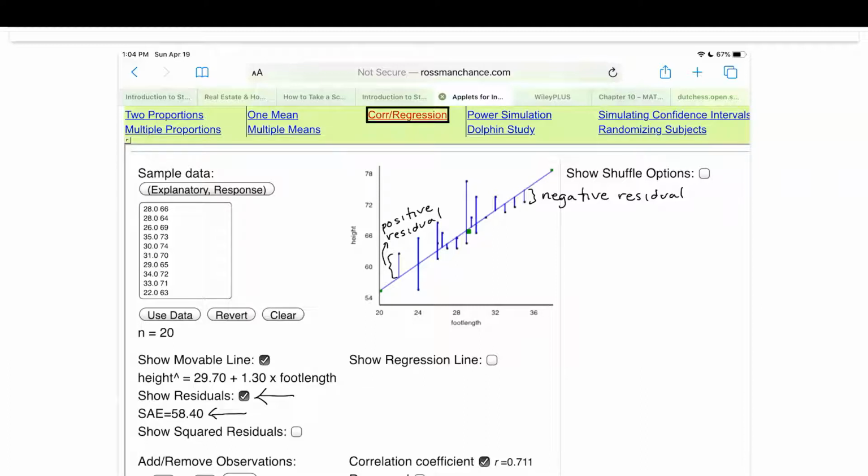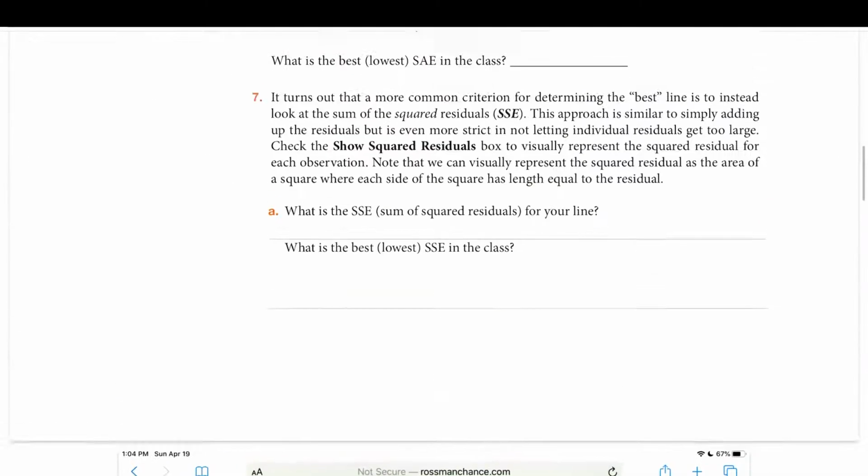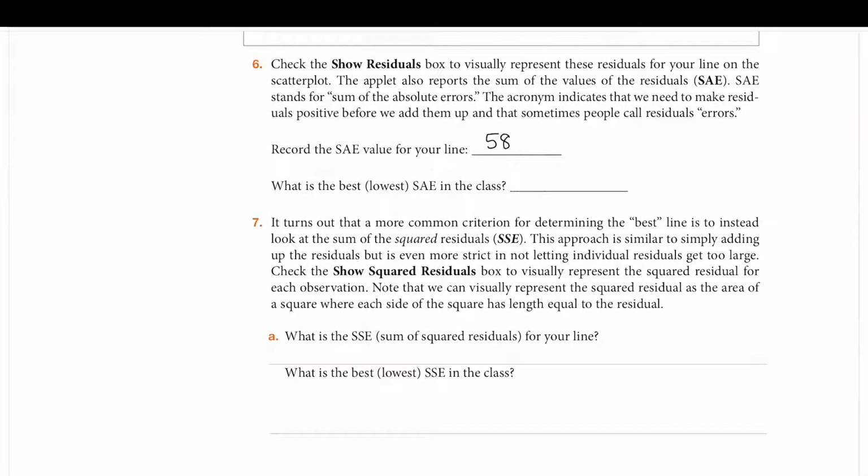Now, your applet should show this SAE, that is the sum of the absolute errors. You remember what absolute value is. Those residuals that are negative, we just find their absolute value. So we're adding up all the lengths of these vertical segments, and any that were negative, we're going to make them positive and then add them all together. So when I sum those up, I get, in my case, 58.40. And unfortunately, we're not in class to do this together, but probably somebody got a better one than I did. And you might challenge yourself and move your line around until you get a better one.